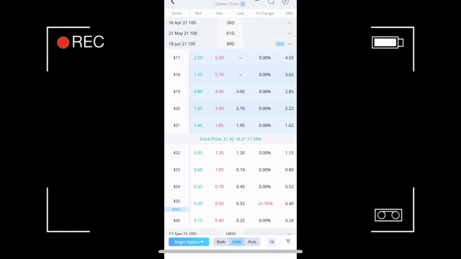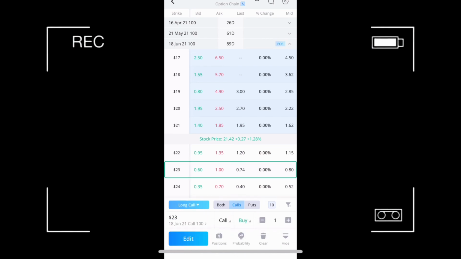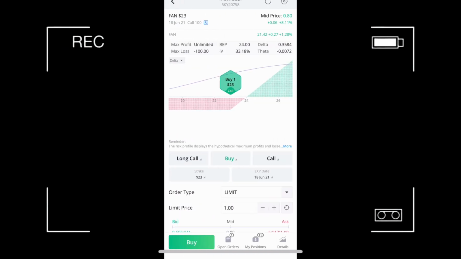With options, you can also pick a strike price that has already been passed by the current stock price. With the current stock price at $21.42, I'm going to go with the $23 strike price option, as I'm pretty confident the FAN ETF will move above that price in the future. Similar to stocks, you want to review your option order and make sure it's the exact price and the metrics that align with your investment strategy.